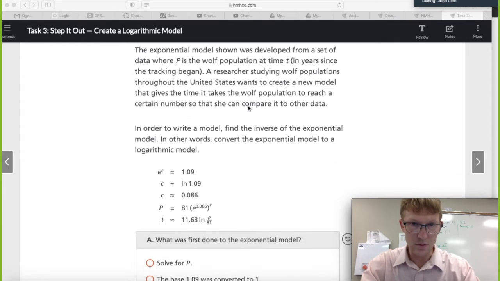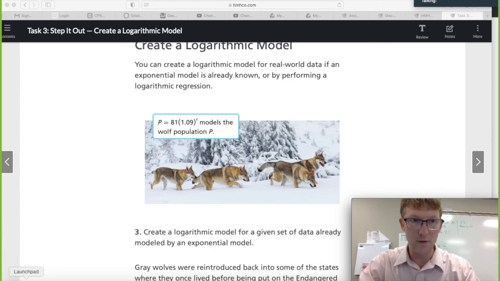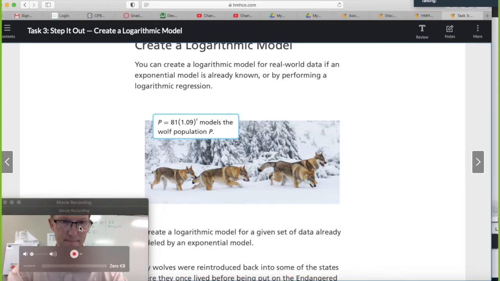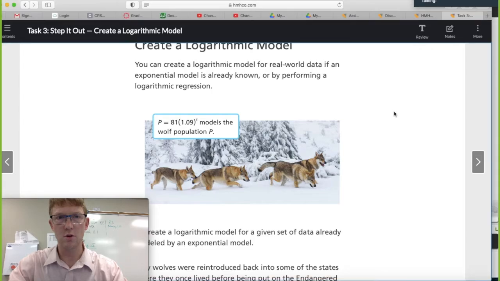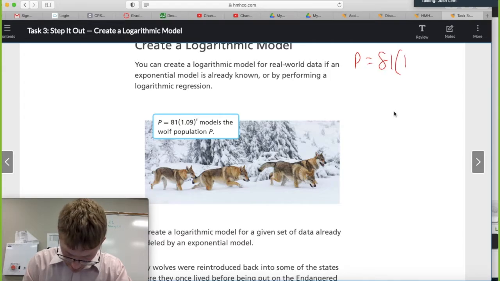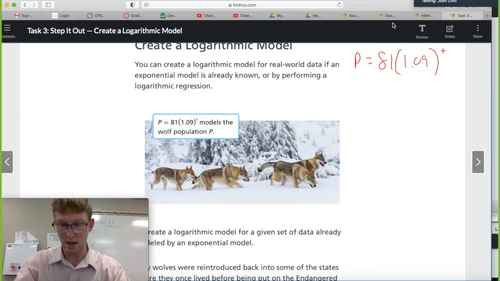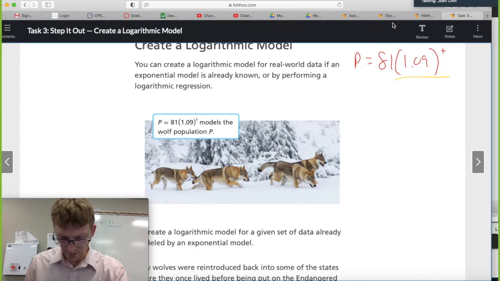And so what they did, and this is where that trickery comes into play. So we've got our p equals 81 times 1.09 raised to the power of t. So first we got to get all of this by itself so that we can do something with it. But before we get to that point, we know that we're going to have to do logs somehow.